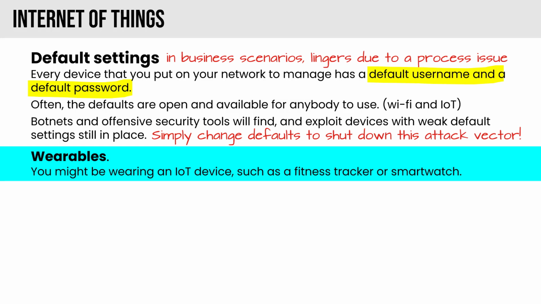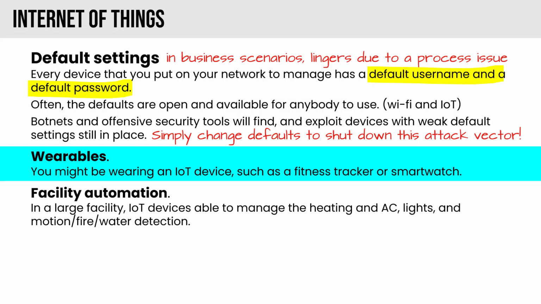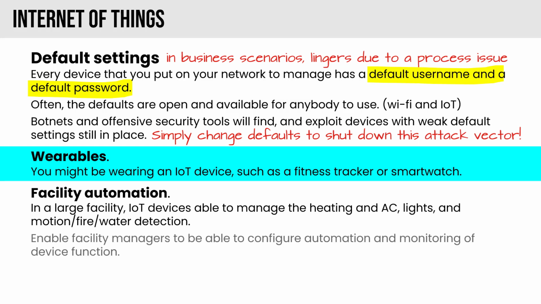Wearables, that category would include your fitness tracker or your smartwatch. Facility automation: in a large facility, IoT devices are able to manage everything from heating and AC to lights to motion, fire, and water detection. And often they're fairly simple to program, enabling facility managers without specialized training to be able to configure automation and monitoring of device function.